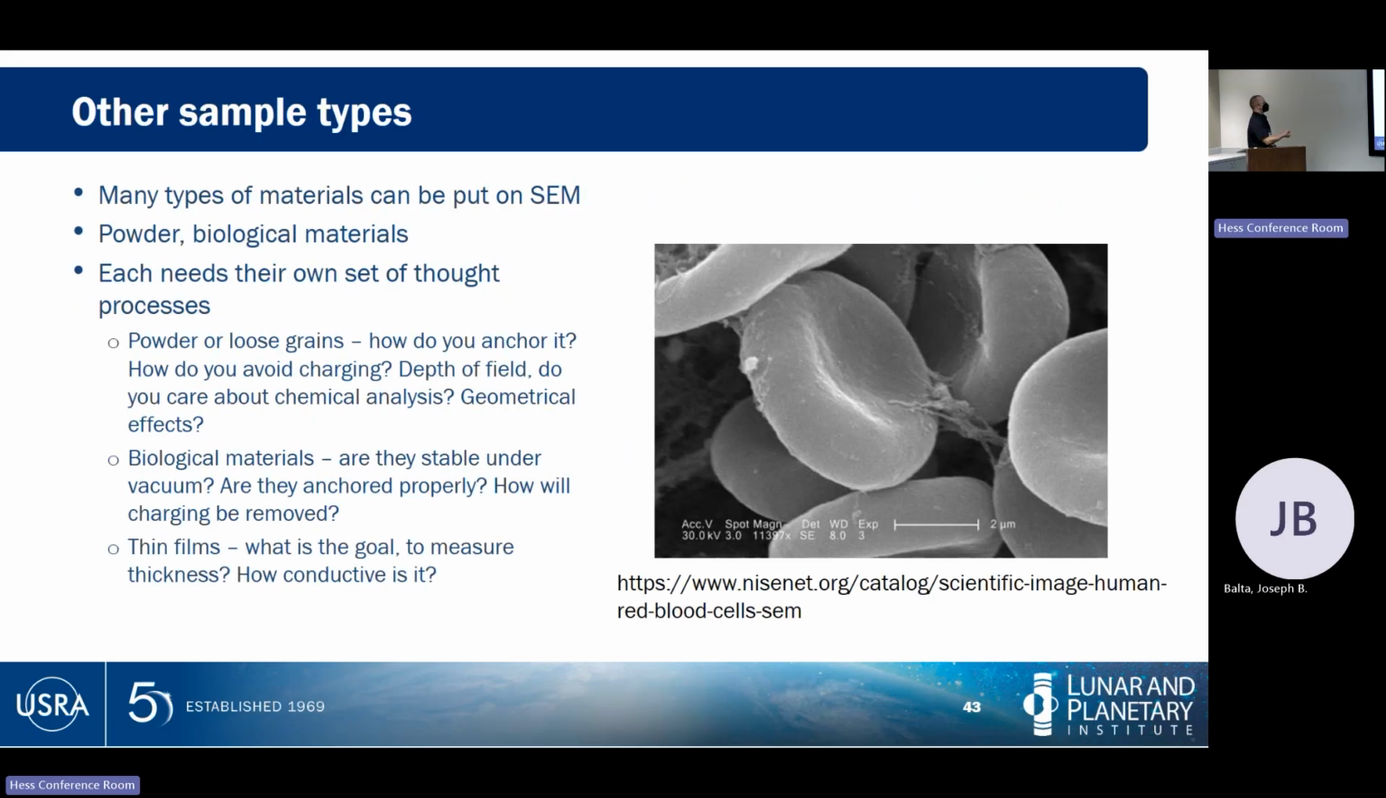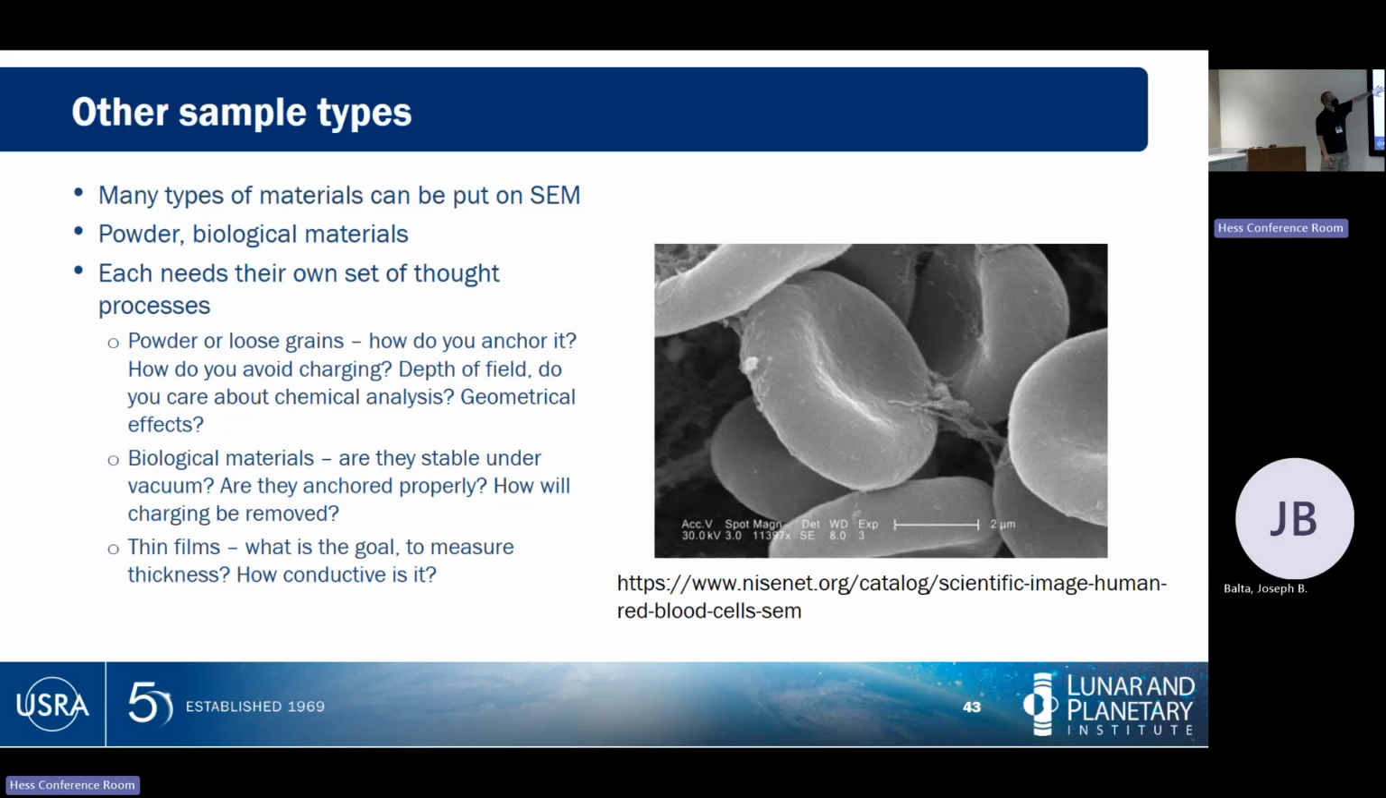And there's weird things you can put on there. These are cells. I have no idea what they did for sample prep on this, but you can get weird stuff onto an SEM. Biological materials, powders. Always think through your analysis before you try any sample prep.